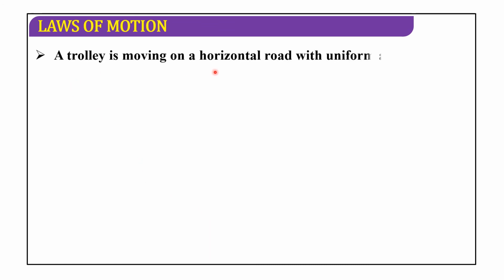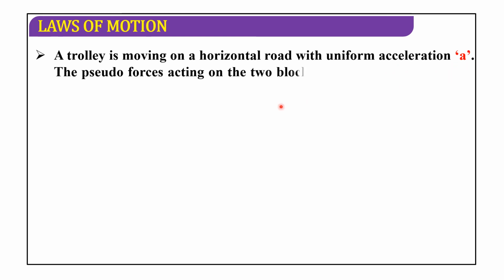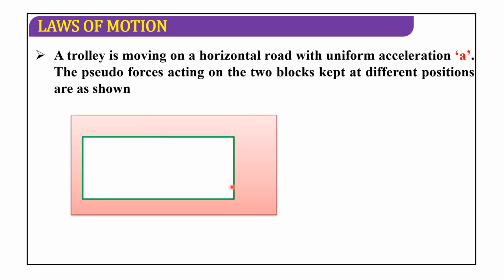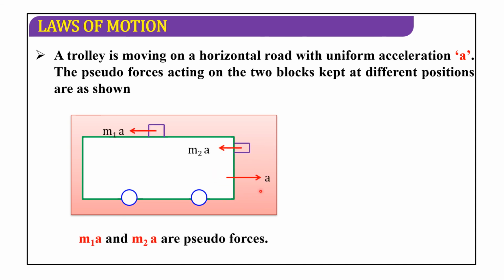A trolley is moving on a horizontal road with a uniform acceleration a. The pseudo forces acting on the two blocks kept at different positions are as shown. Here the pseudo forces, that is m1 a and m2 a, are acting on the two blocks kept at different positions. One is m1 a, the other is m2 a.